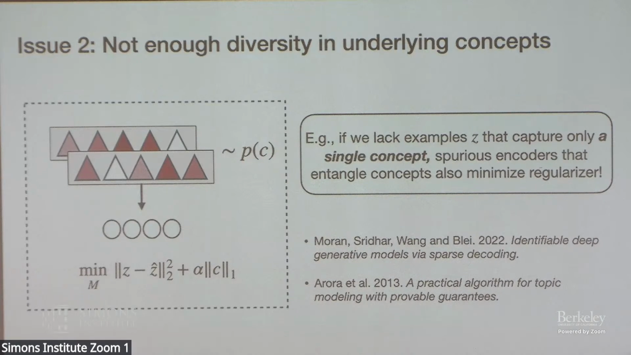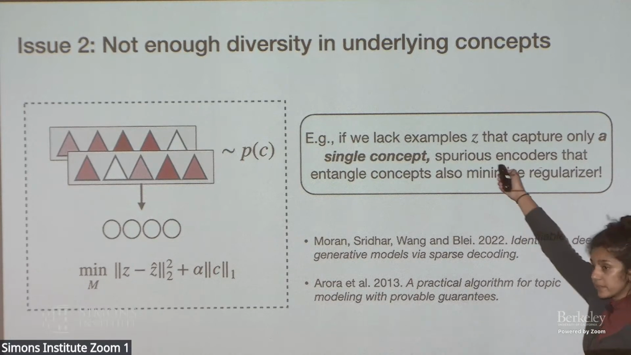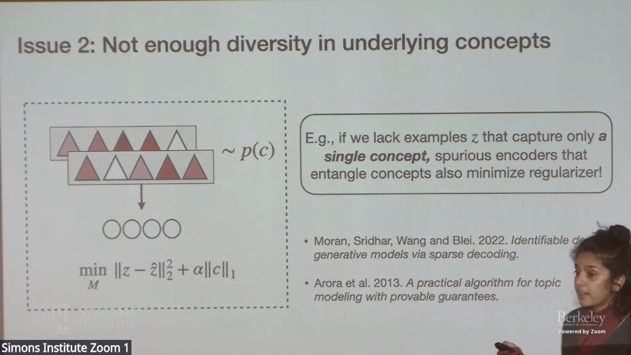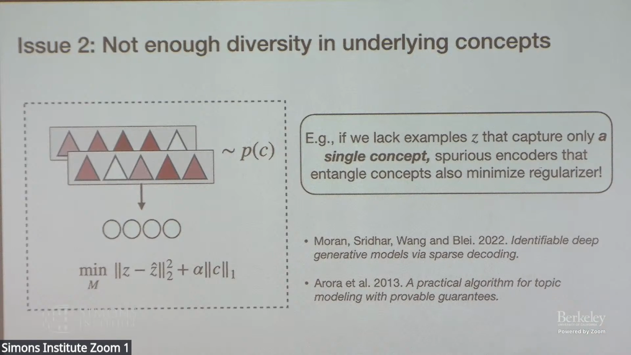Issue number two has to do with lack of data diversity. Let me give you a concrete example. If you lack examples that capture only a single concept, let's say all of your examples are activated by many, many concepts, then there are going to be a bunch of spurious solutions, a bunch of entangled encoding functions that also minimize the regularizer, right? We essentially strip the L1 penalty of its power to favor disentangled solutions above all else.